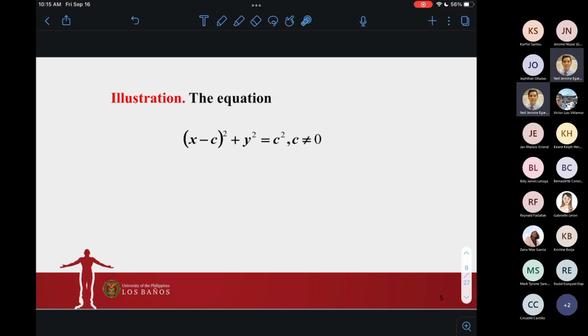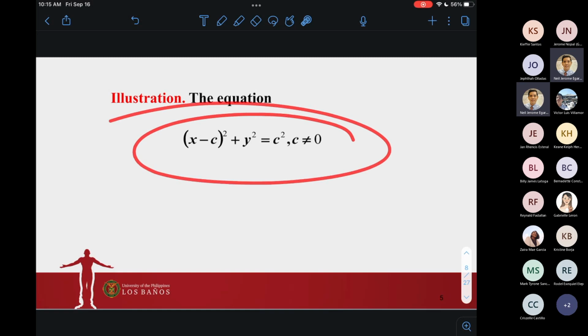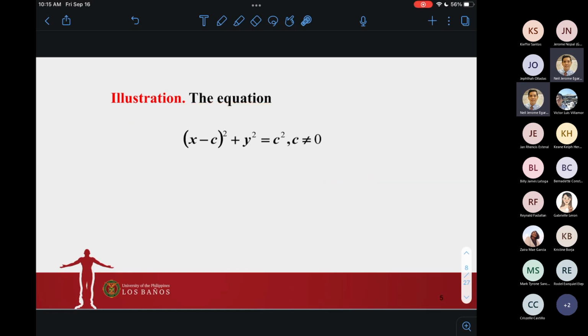So do you guys remember what type of curve is represented by this equation, or by an equation of this form? Anong klaseng family of curves yung meron ako dito? Can you describe it geometrically? Ano yung graph? Pag nagbigay ka ng specific value for c, ano yung graph na makukuha natin? Thank you, Chriselle, Kiefer, and Rensis. Yes, it's a family of circles, right?